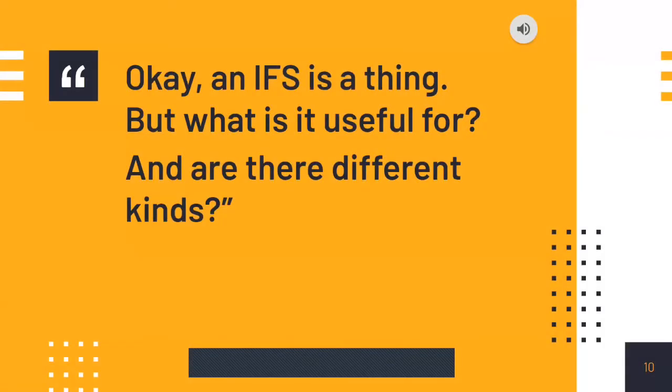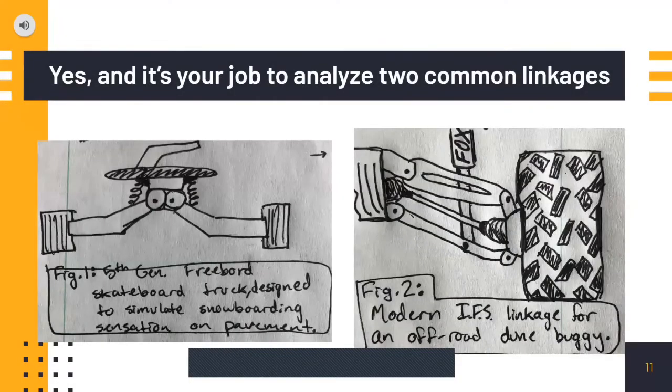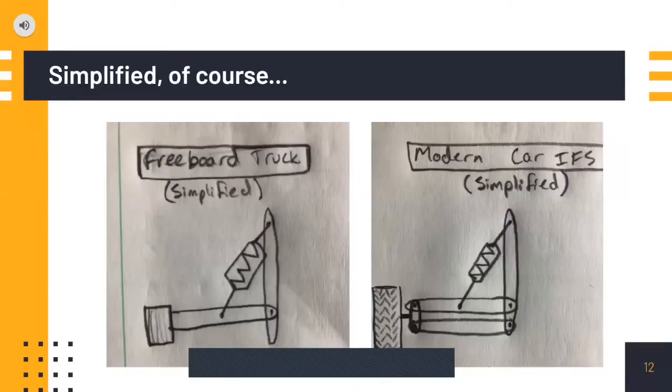So you might be asking, okay, an IFS is a thing, but what is it used for? And are there different kinds? The answer to that is yes, and it's going to be your job to analyze two common linkages. On the left, you can see a 5th generation Freeboard, and on the right is an IFS of an off-road buggy. So here we have a simplified look at those two systems, and this is what we'll be looking at for our analysis.